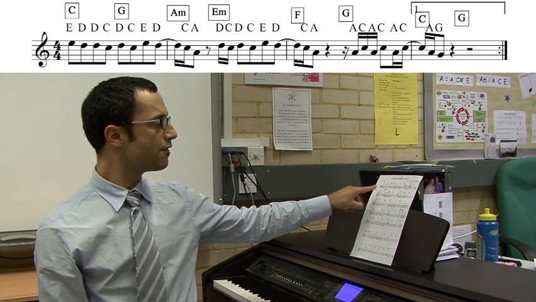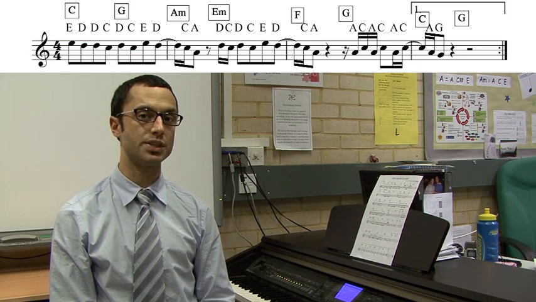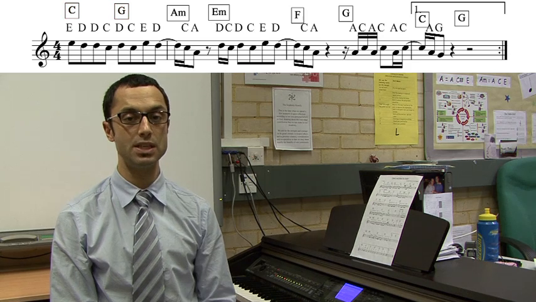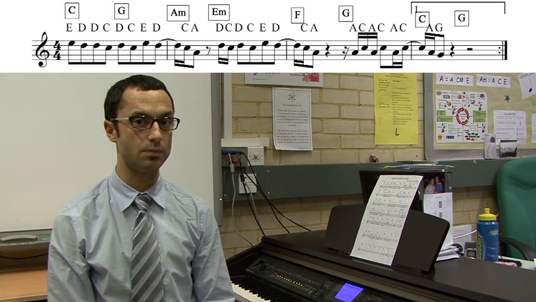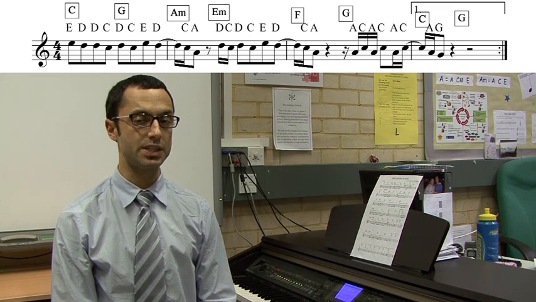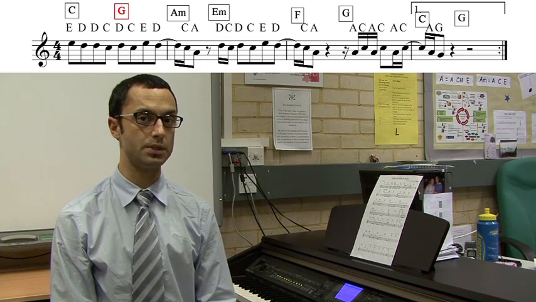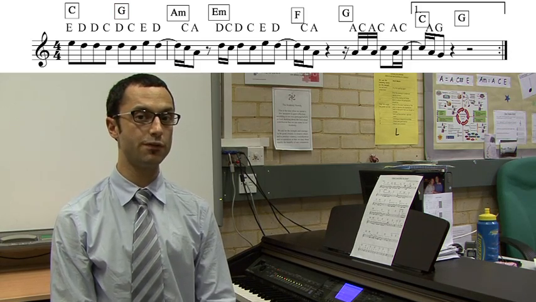So if we take the very first bar, we can see that the 2 chords for this bar are C and G. That would be C major and G major. So, because there are 4 beats in a bar, as we've already discussed, we will play the C for 2 beats and the G for 2 beats, because obviously 2 plus 2 is 4.